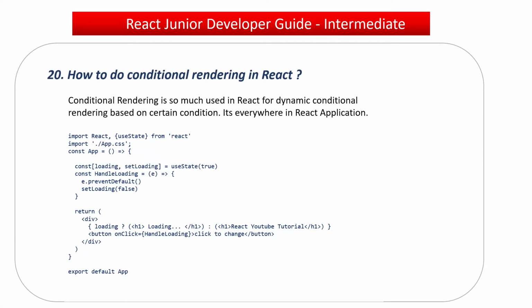So let's talk about another question. How do you conditionally render any React element? Conditional rendering is so important, and it is used hugely in many React applications, and without this I cannot imagine any application. It is so important. Conditional rendering is used in React for dynamic rendering based on certain conditions.